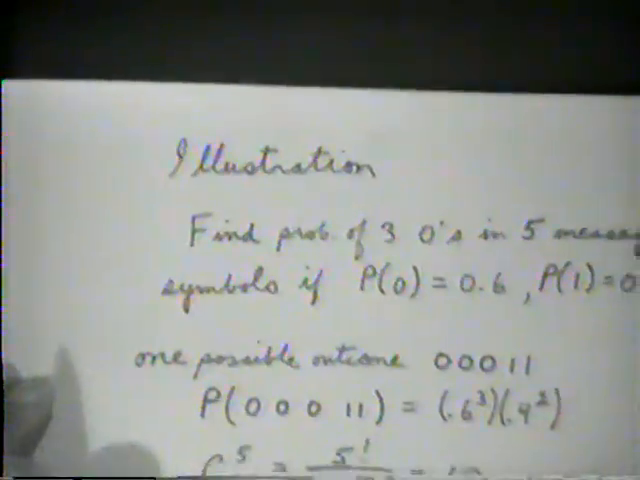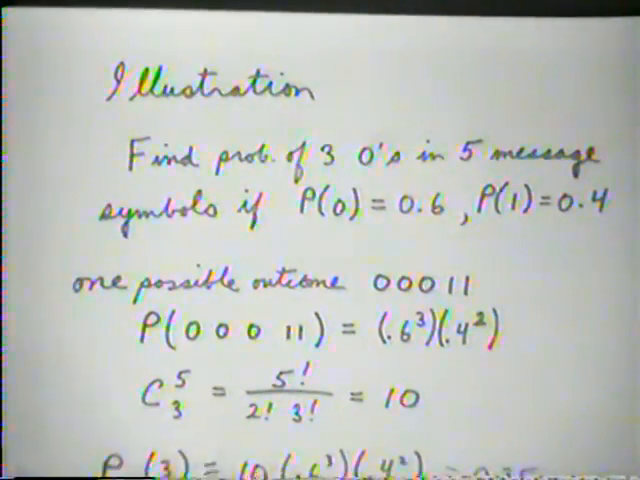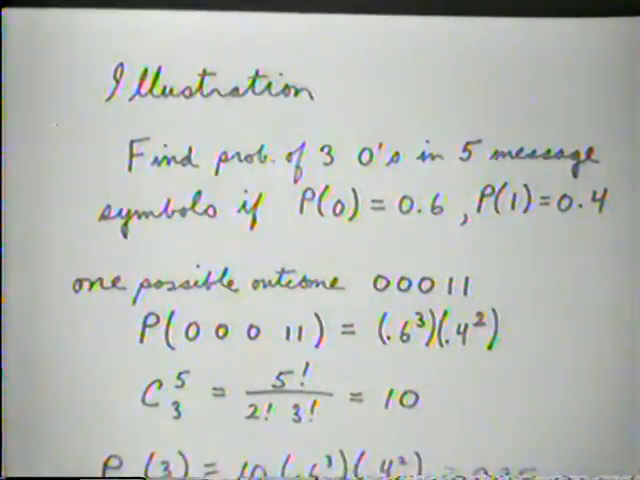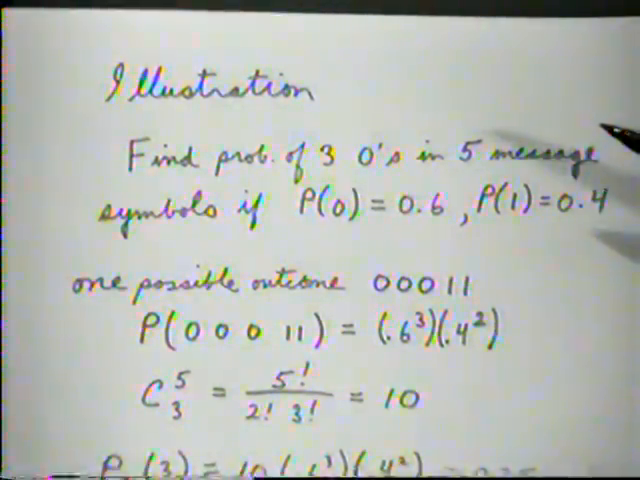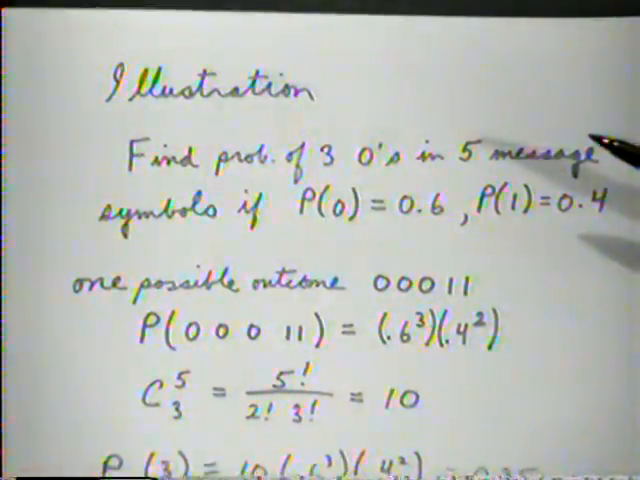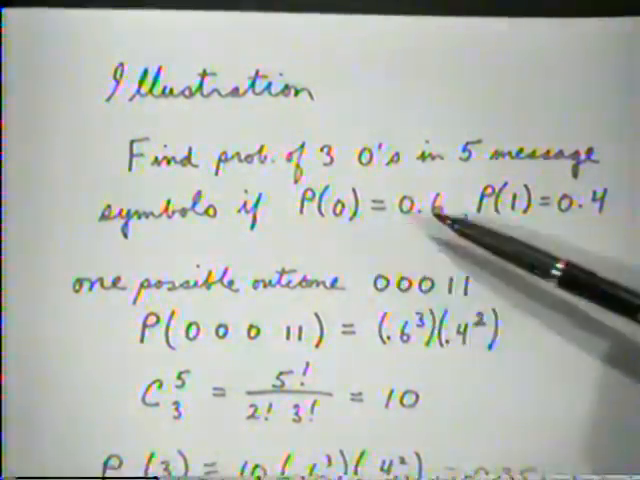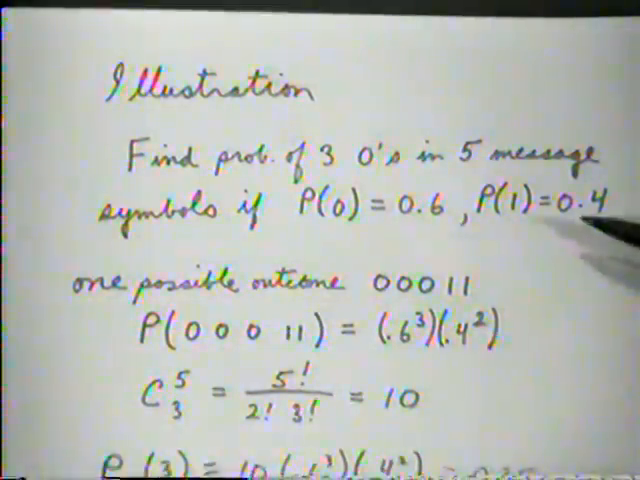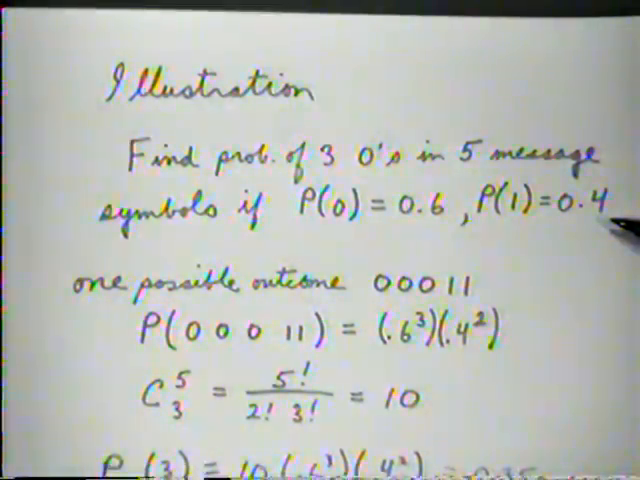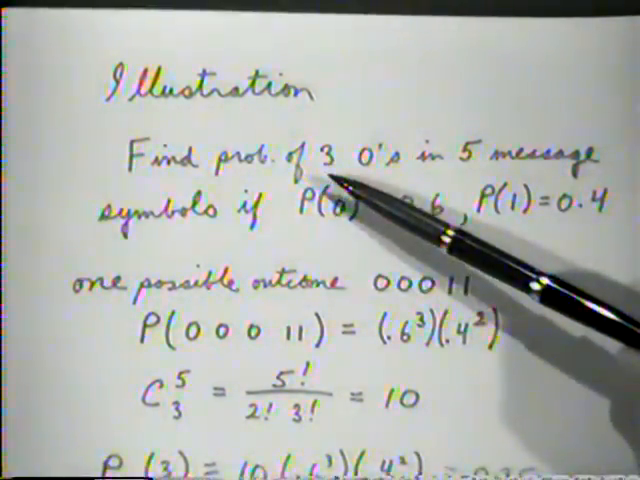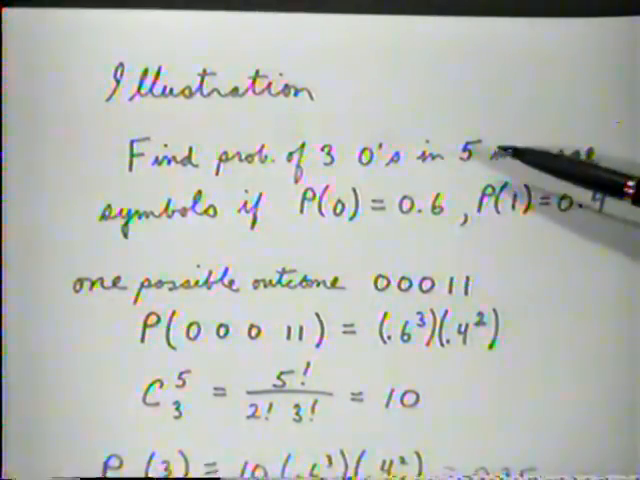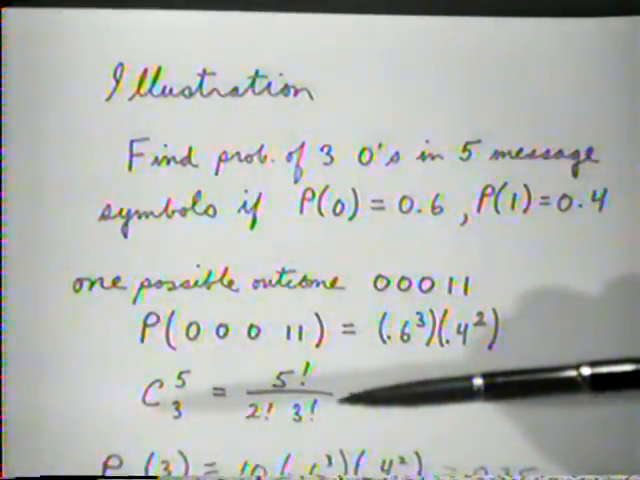Let me give you an illustration of how this might work. For an illustration, we're going to send 5 binary symbols down a communication channel. The binary symbols will be either the symbol 0 or 1. The probability that we'll send a 0 is 0.6. The probability that we'll send a 1 is 0.4. The question is, what is the probability that we will have 3 zeros in 5 message symbols?